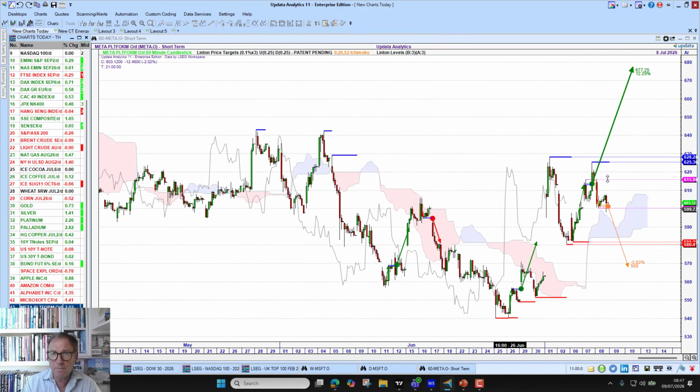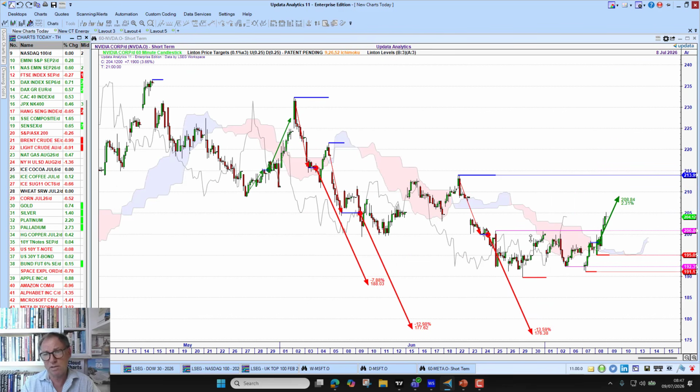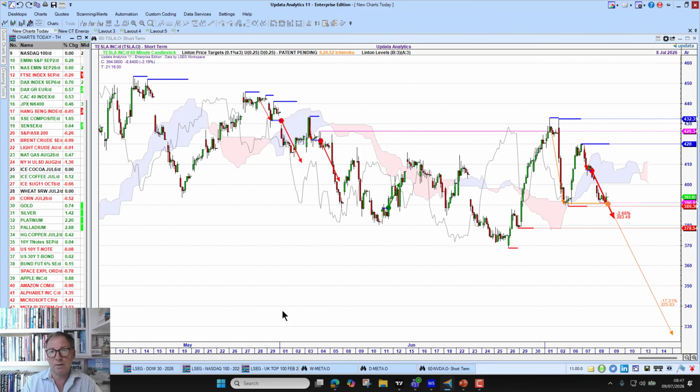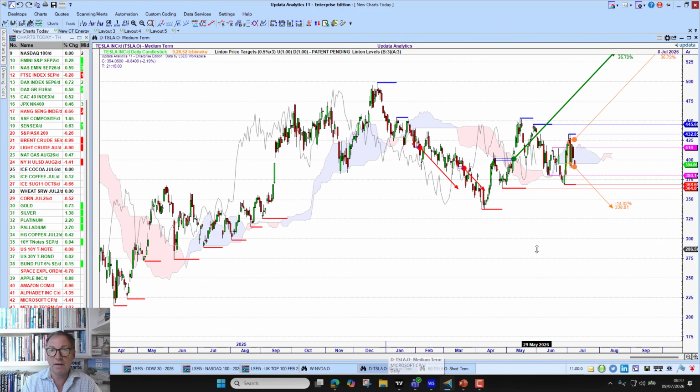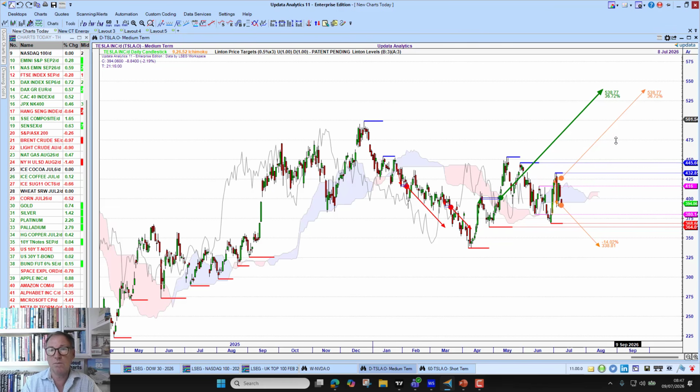Meta is a bit of a mixed picture at the moment. And if we look at Nvidia, they were up nearly 4% yesterday. So that's quite key. And Tesla down 2%. And on the short-term chart, we do have a big downside target there. 370 is a level we need to hold.